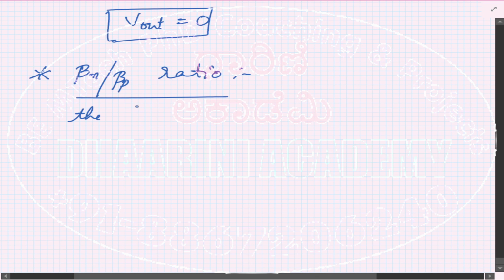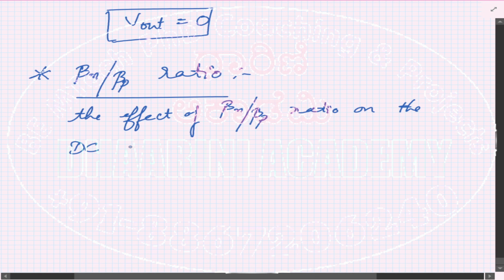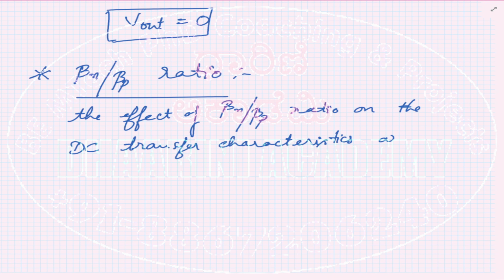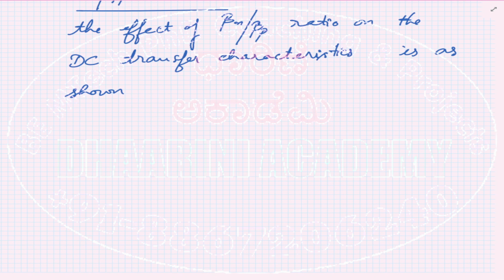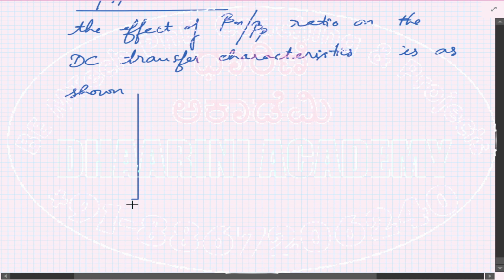The effect of the beta n by beta p ratio on the DC transfer characteristics is as shown below. Let's draw another graph just to show what happens if you change the beta ratio.